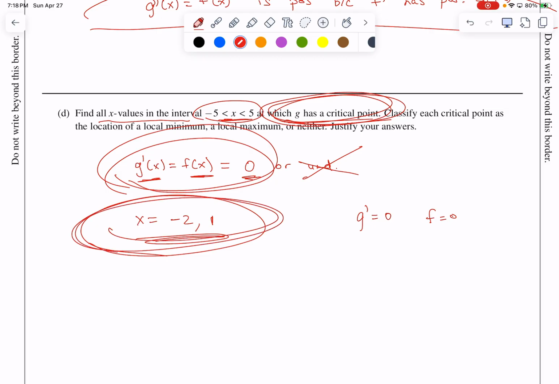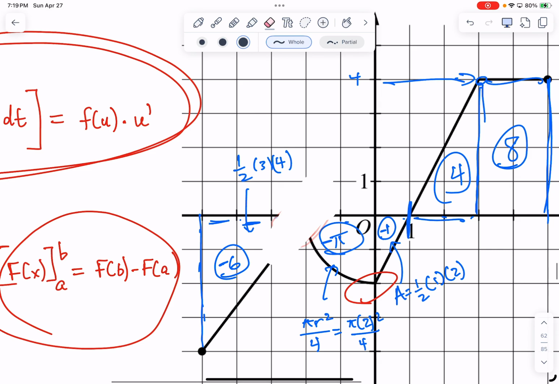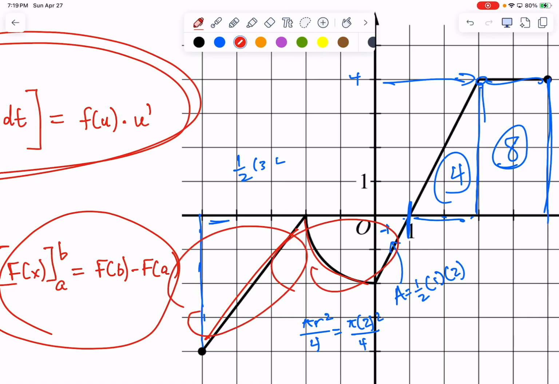Then you get 1 point for the answers, and now you get 1 point for classifying each as a max or min. I think specifically it asks what is -2 and what is 1. So if I want to classify these, since f is the derivative of g, let's look at -2. Is this a max or a min? Well, the derivative is negative and it stays below. Do you agree?